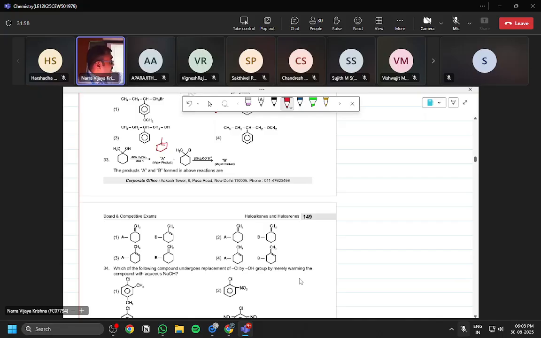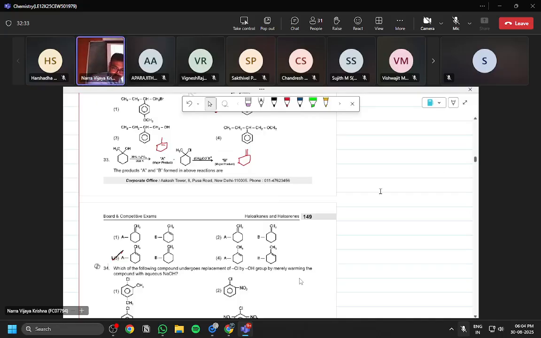Here you have a bulky base. This is potassium tertiary butoxide. Correct or not? Tertiary butoxide with K plus is given, which means bulky base. Bulky base means I should get Hoffman product as major. Means this one. So answer should be option 3. Respond. This is the reason I told you to bring your target booklets and solve simultaneously. Any questions in this?